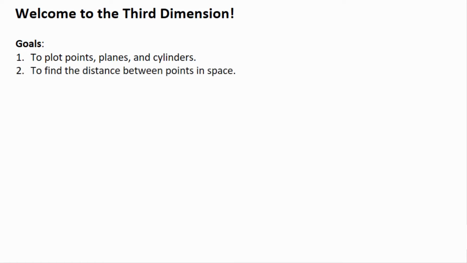Welcome to the third dimension. The goals in this section: we want to plot points, planes, and cylinders. We want to find the distance between points in space, and we want to find the equation of a sphere.